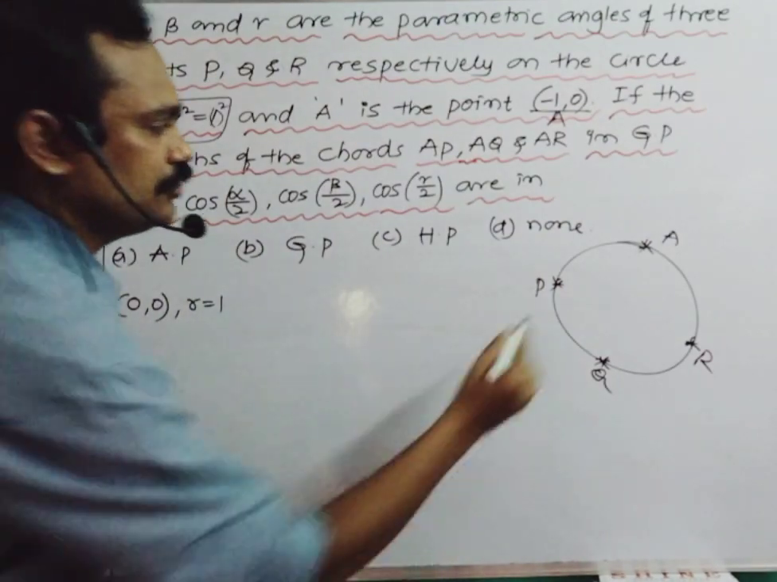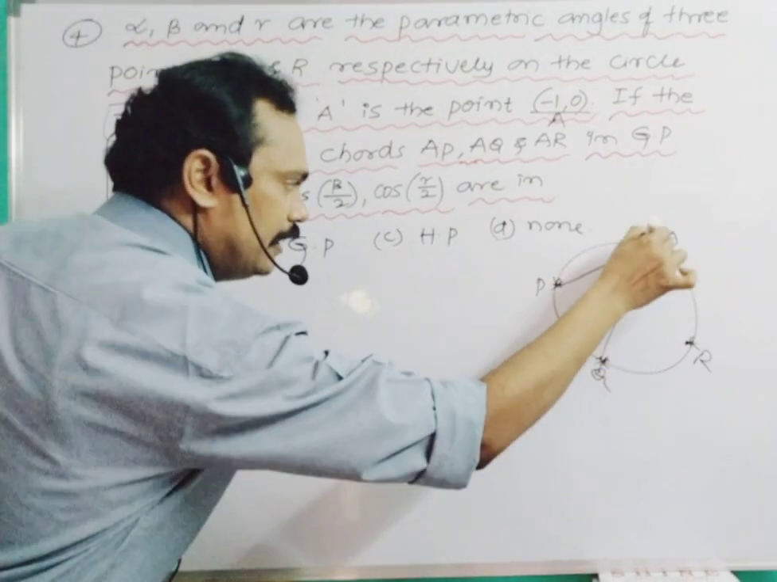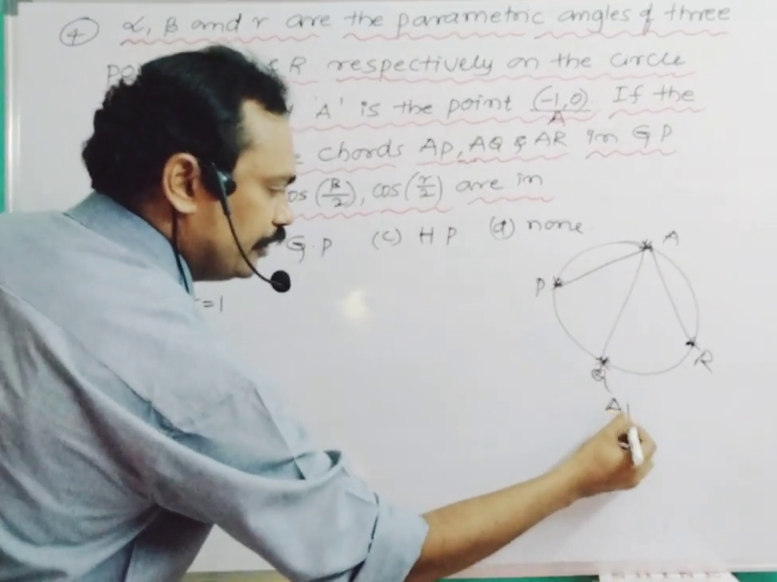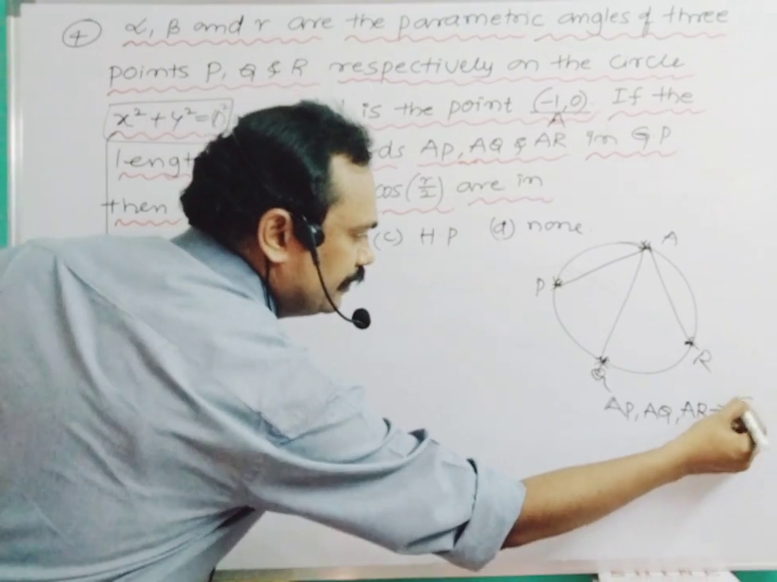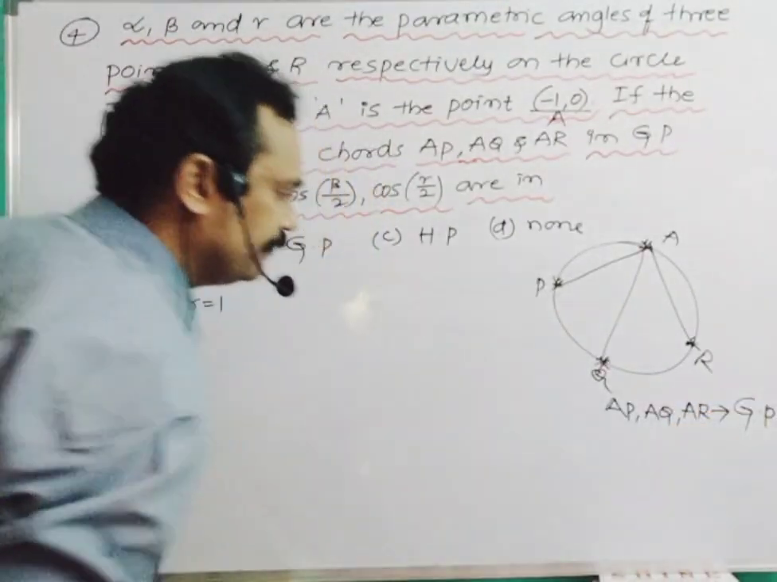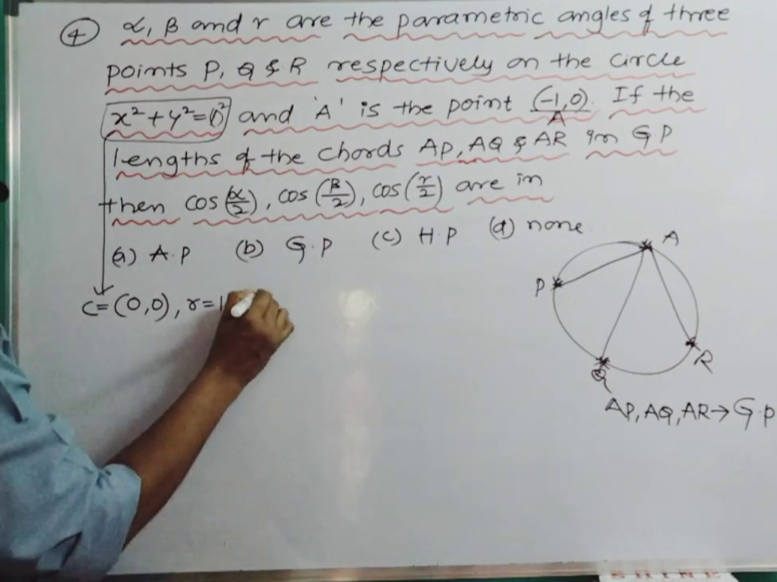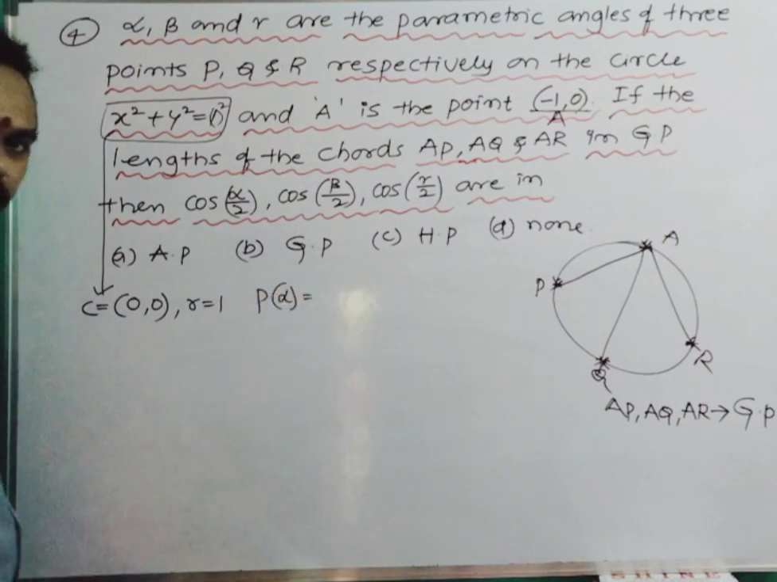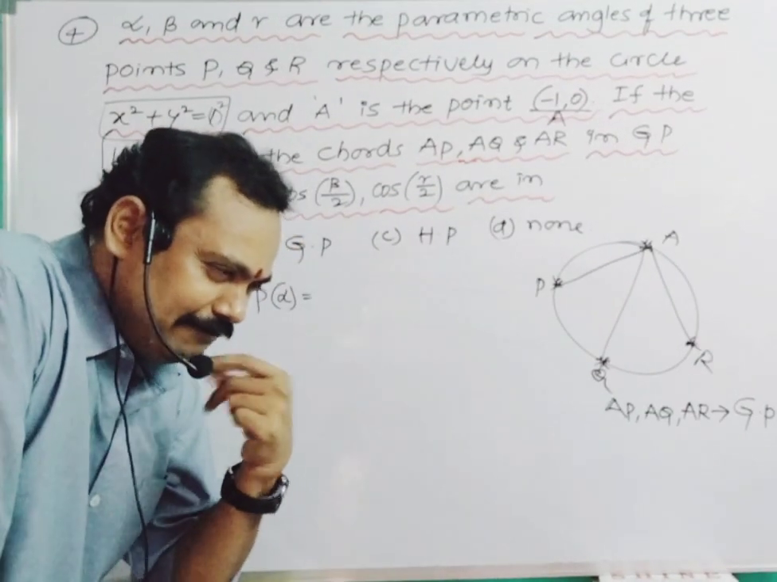And what is his question? AP chord, AQ chord and AR chord are in geometric progression. Okay. Chalo, here first you need to confirm the P point. P point with parametric angle alpha. Sir, what is parametric angle alpha?